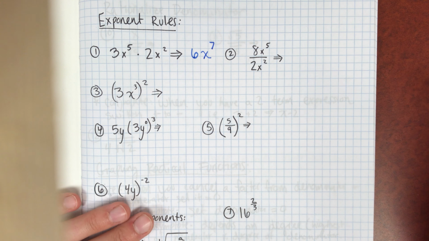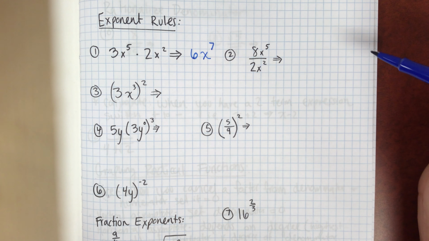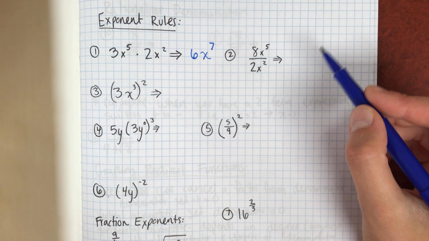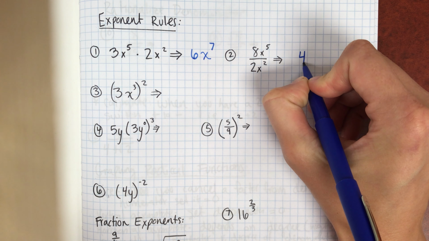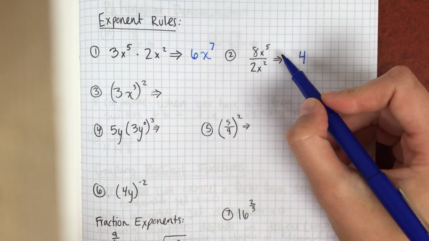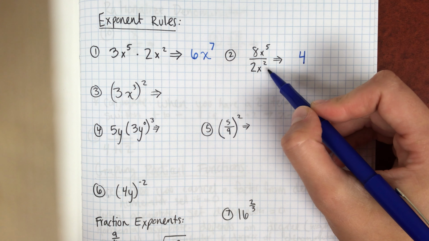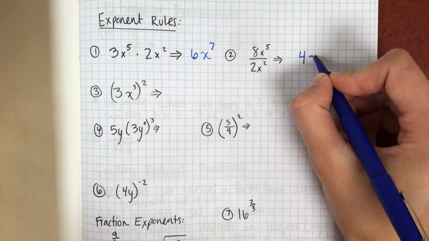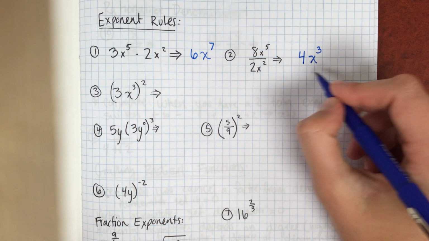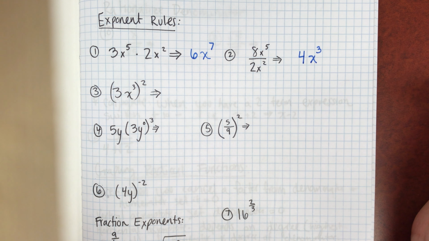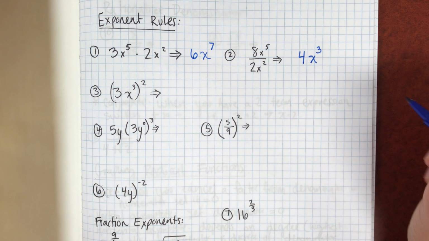All right. When we divide, we subtract our exponents. So go ahead and treat your coefficients the same. 8 divided by 2 is 4. And x to the 5th minus x to the squared would be x cubed. All right. And there's nothing in our denominator, so we can just keep it written like this.